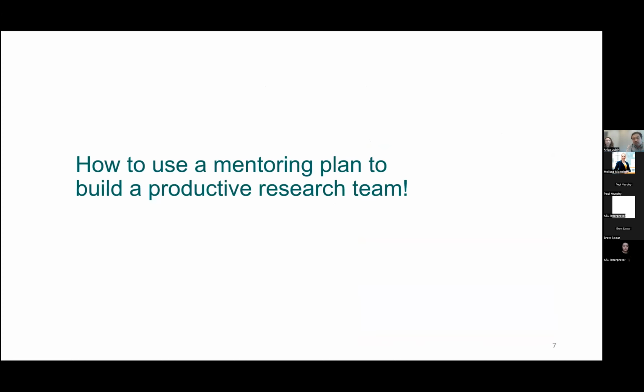So the first thing that we want to talk about is how to use a mentoring plan to build a productive research team. And I think many of us are on this call because in one way or another, we are all extremely busy and trying to figure out how we can better build the productivity of the team, regardless of what level you're at.